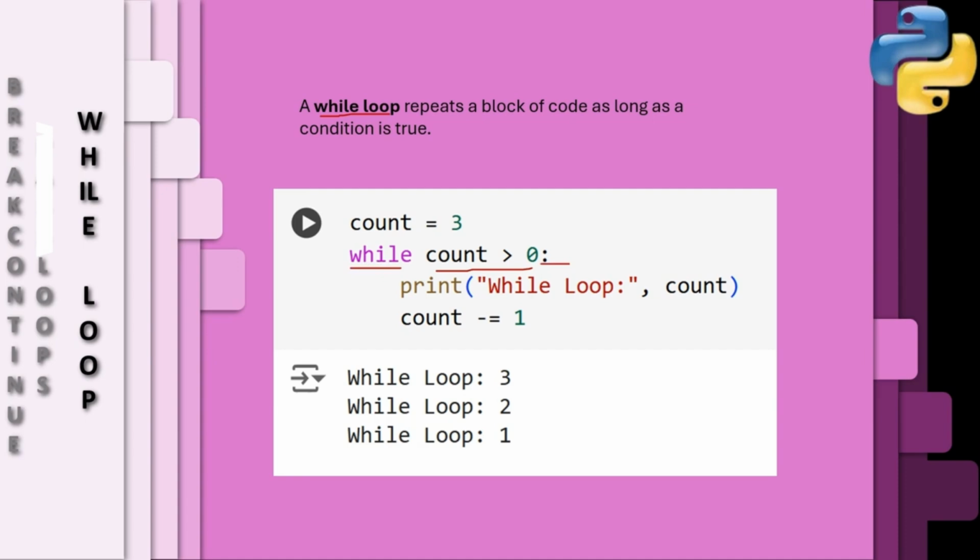In the next line, the code should be indented to avoid indentation error. Coming to this example, we defined count as 3. Entering the while loop, the condition is: as long as count is greater than 0, it should print the count value. Enter the while loop and the condition is met as the count is greater than 0. So we print while loop and the count value is 3. In the next line, we decremented the count by 1.